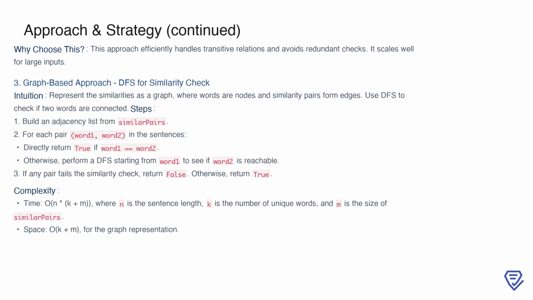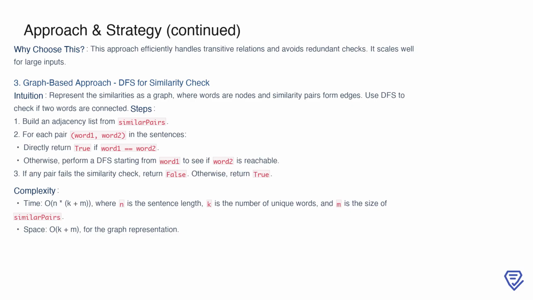Another approach worth considering is graph-based, where we represent words as nodes and similarities as edges. This transforms the problem into a graph traversal task. The idea is to build an adjacency list from the similar pairs list, creating a graph where connected nodes signify similar words. To check similarity between two words, we either verify if they are identical or perform a depth-first search, DFS, starting from the first word to see if the second word is reachable through the graph. If no path exists, the function returns false.